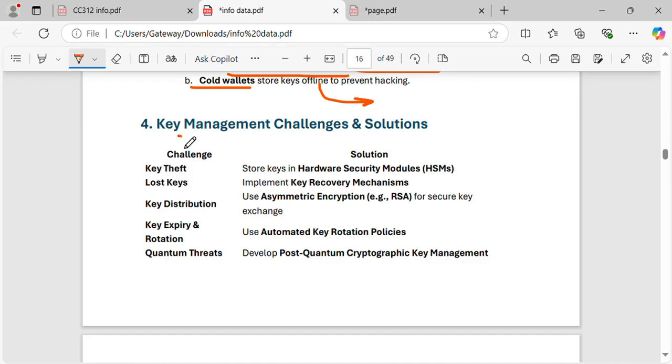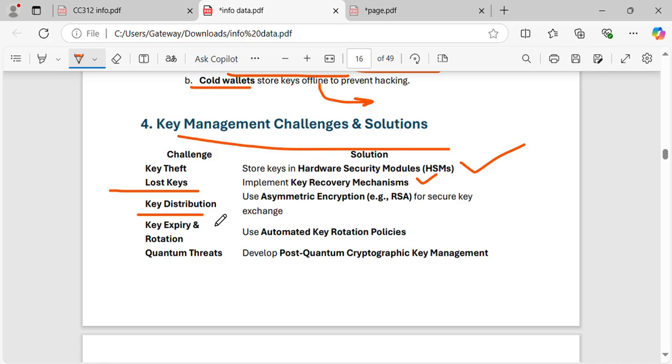And there are some challenges to it. The challenge could be key theft. Maybe someone stole the key. In this case, it should be stored in a hardware security module. Maybe the key is lost. Implement key recovery mechanisms. In software, a lost key means that maybe you have stored your key somewhere and now you can't track it. So now you have lost your real key.